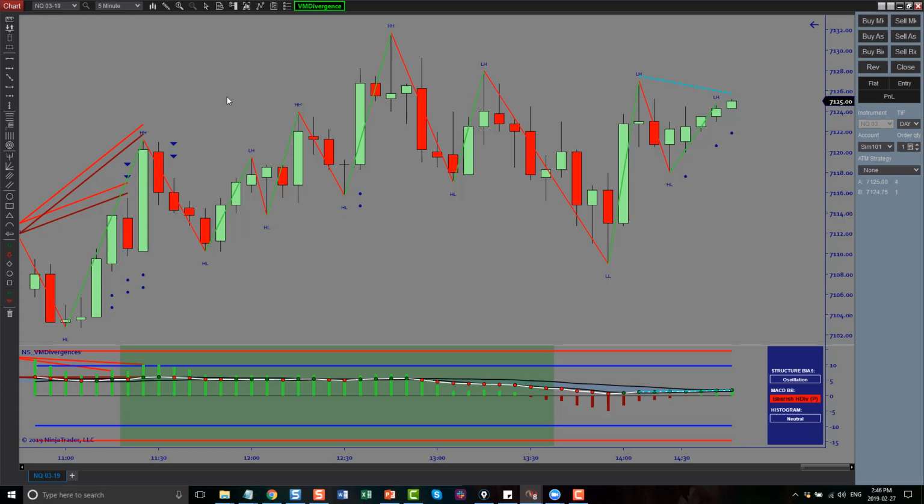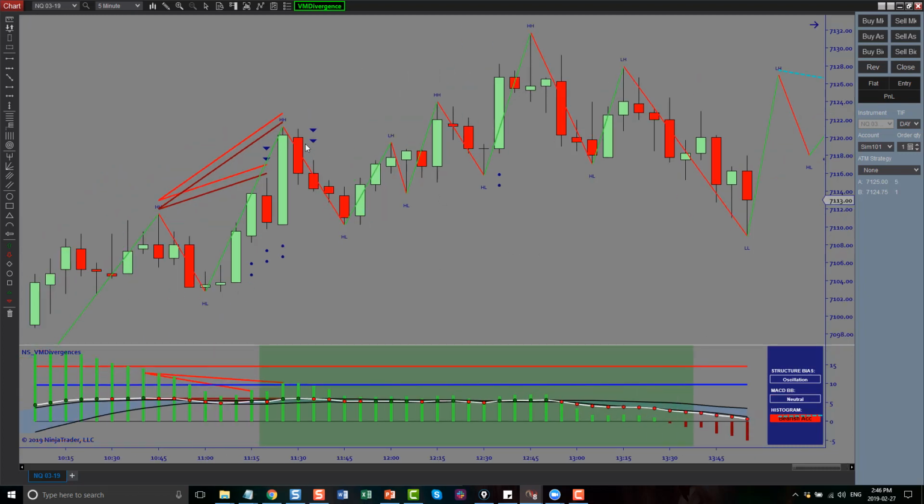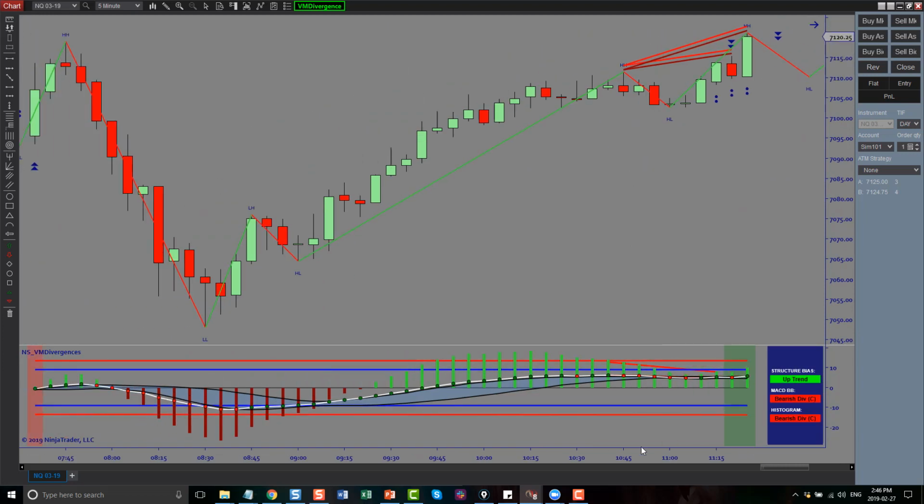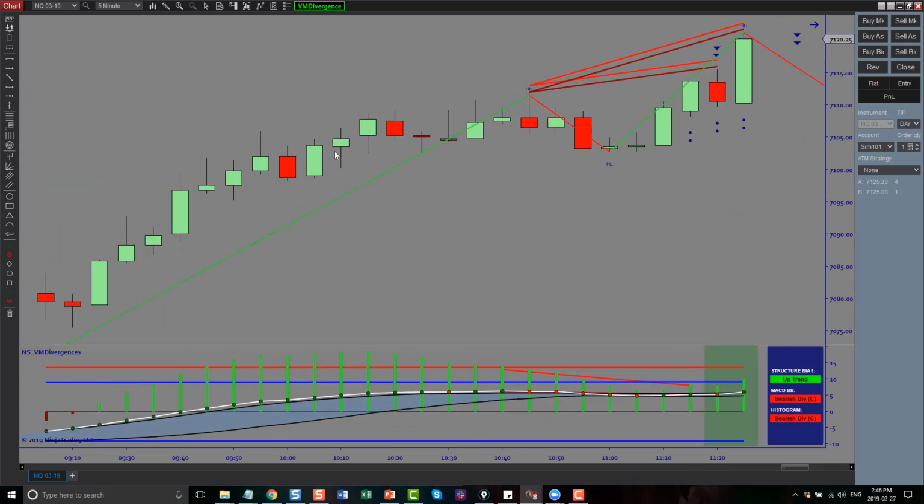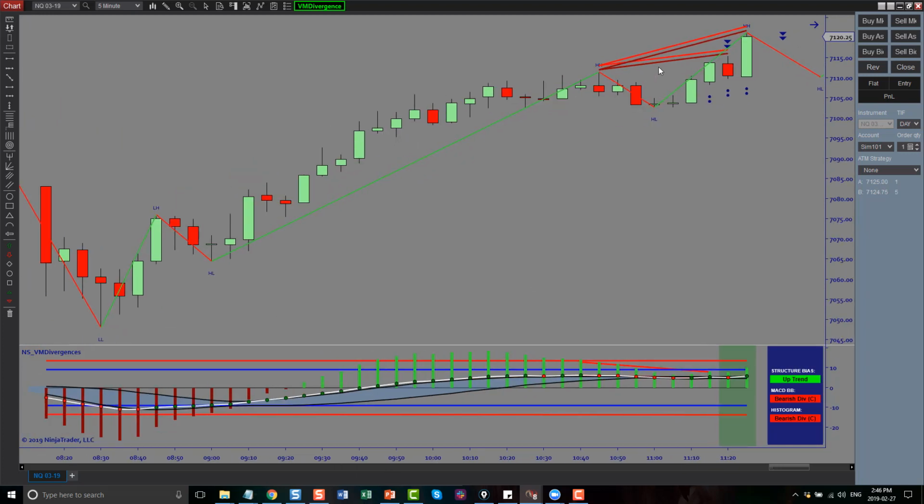Okay, the arrows are confirmed divergence. Now, remember what I said about the trends. I'm going to go look at other types of markets in a second, but we'll just use the NASDAQ on a 5-minute chart for a second.